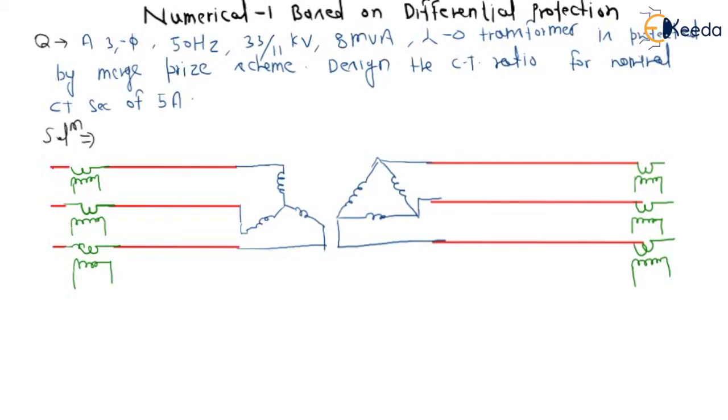The transformer's secondary will be connected in delta, and if this is in delta connection, then the CTs will connect in star. So now I am going to draw the connection, and it will look like this. There is no intersection basically. So these will be our different lines R, Y, B, and this is the transformer CT secondary connection.